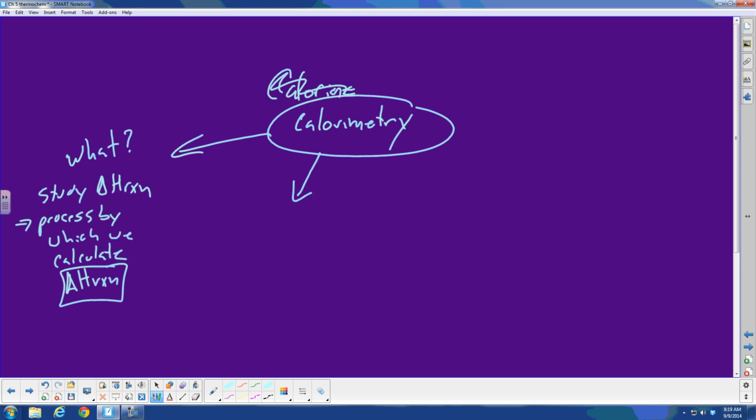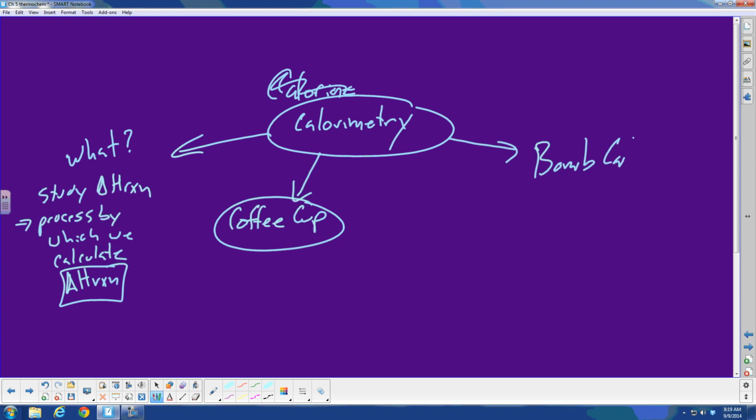In the lab, we're going to focus on coffee cup. You gotta love these highly technical terms, right? Coffee cup calorimetry, and then the other one is called bomb calorimetry. Egads.